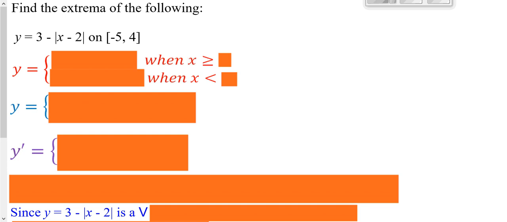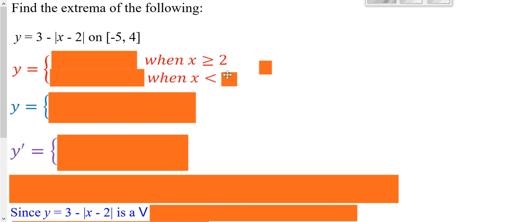So here we have an absolute value graph. You should remember that the graph of an absolute value is in the shape of a V. So first of all, let's go ahead and write this as a piecewise function to take our derivative. You want to look at what would cause the inside of my absolute value to be 0. And in this case, you set the inside equal to 0 and you get 2.